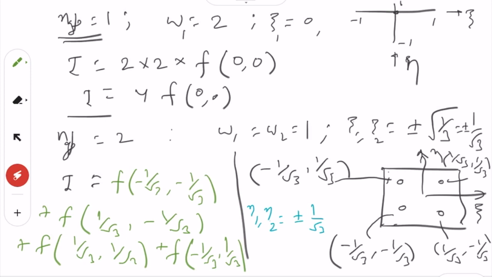Okay, so basically what we have seen is we are just extending the one dimensional to two dimensional. So we have to integrate twice. One we integrate in the x direction, another in the y direction, and we are done with that.